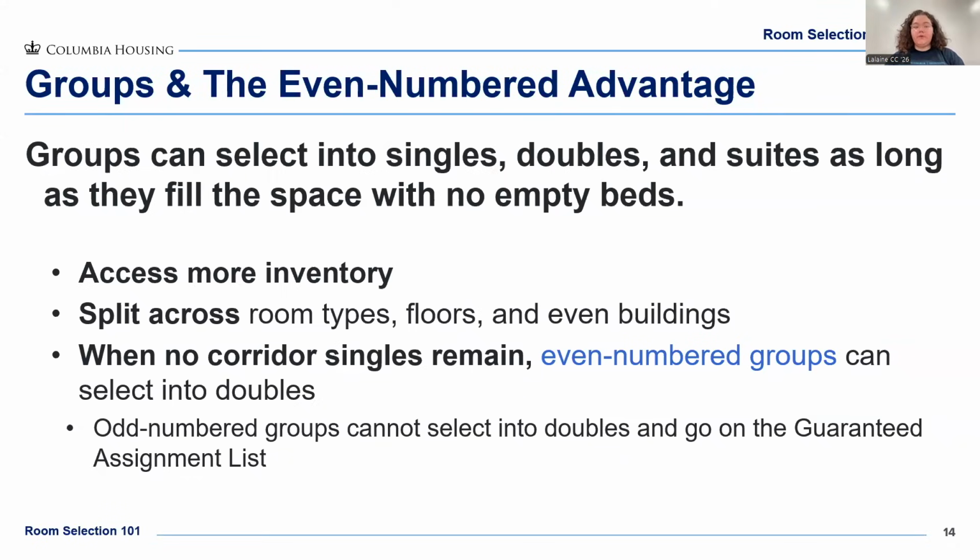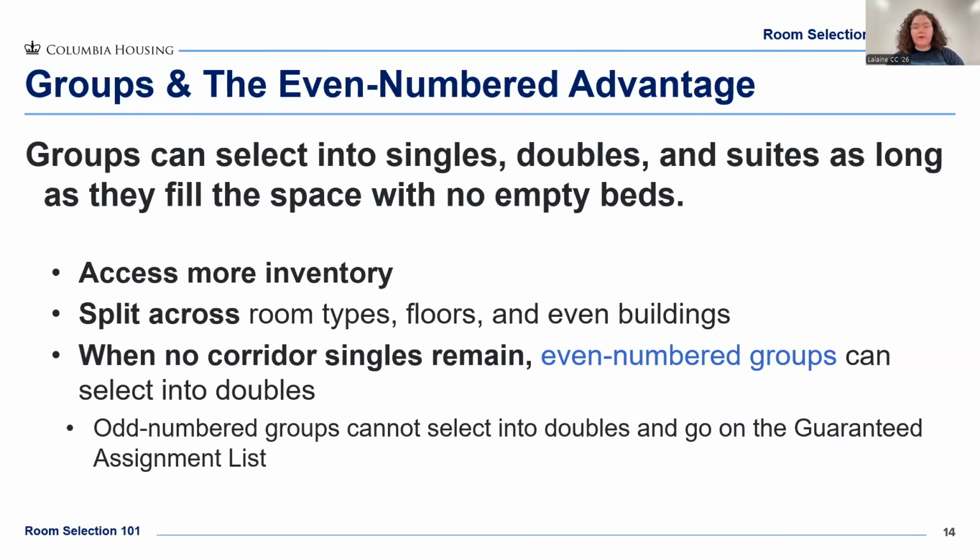In fact, groups have more options. This is because groups can select into corridor singles, corridor doubles, or suites. They can divide across room types, floors, and even buildings depending on the available inventory. The rule for groups is that you must fill the entire space without any empty beds. For example, a group of 4 cannot select into a 6-person suite because it would leave 2 empty beds.